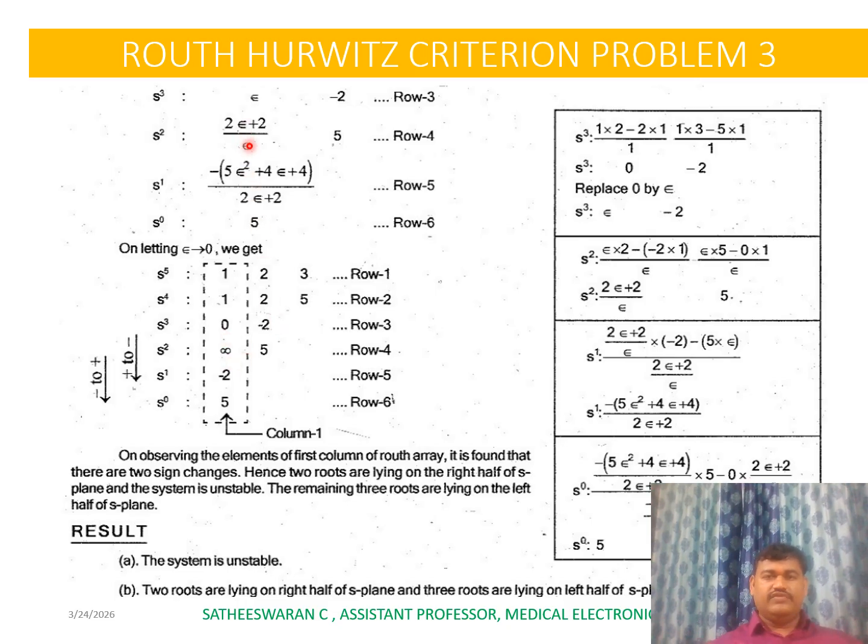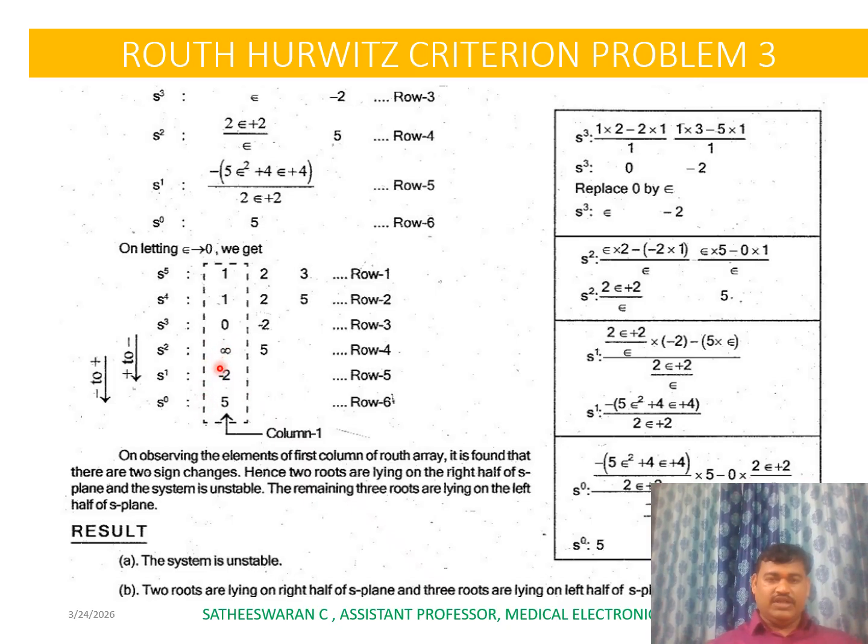Again, epsilon 0. If you substitute 0, anything divided by 0 becomes infinity, so this will become 0, infinity and 5. Then after substituting epsilon equal to 0, the 0 0 minus 4 by 2 value is minus 2, and s naught is 5. If you observe the first column of the Routh array, there are two sign changes, one between plus infinity to minus 2 and another between minus 2 to 5.